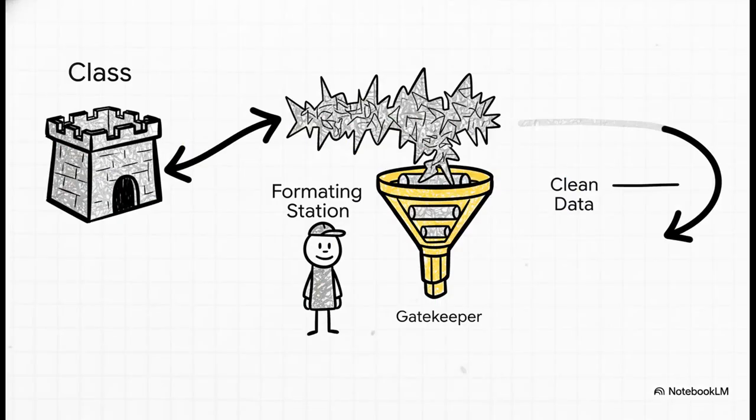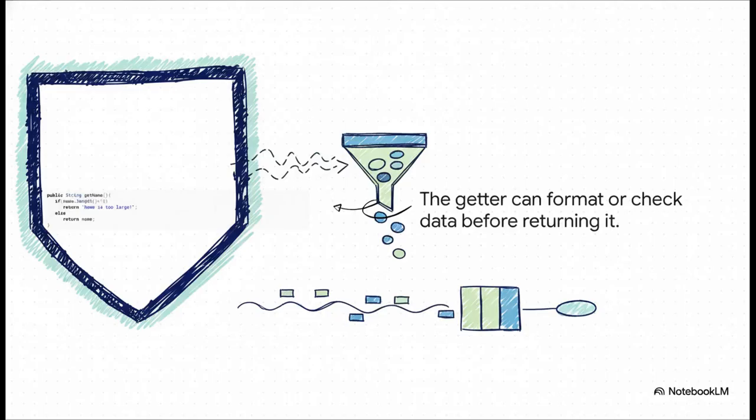And this logic works on the way out too. The getter can prepare or format the data before it even hands it over, making it way more useful or more secure. Look at this modified getName method. Now, if the name that's stored is longer than 16 characters, instead of returning that raw, super long name, it returns a user-friendly message. The getter is actually formatting the output based on some internal logic.